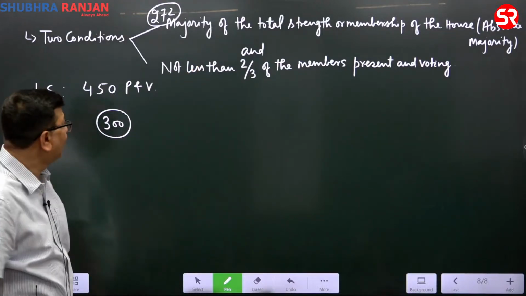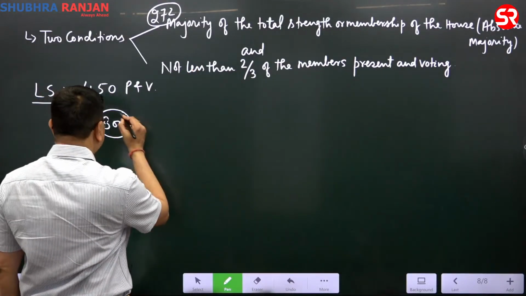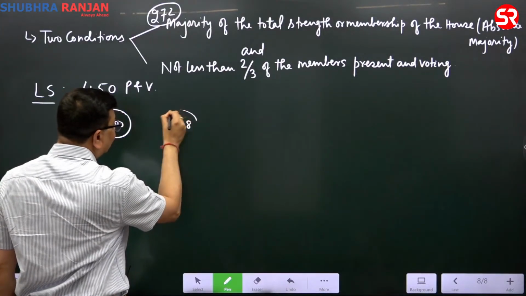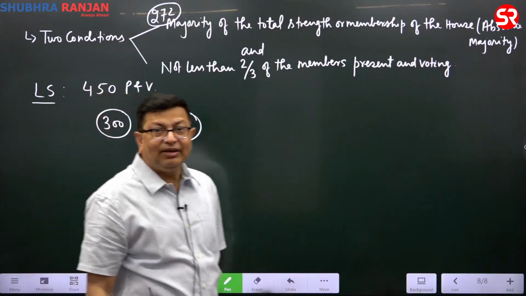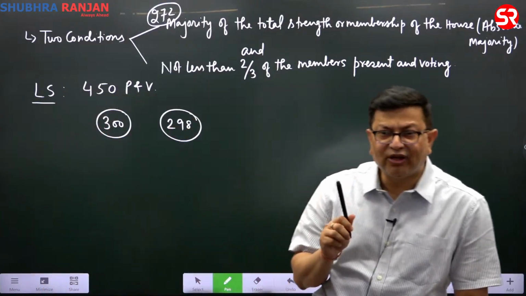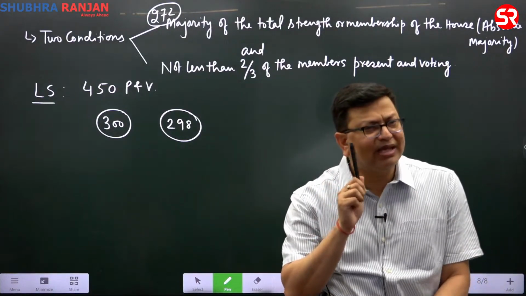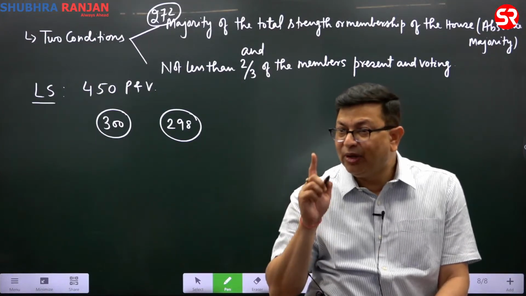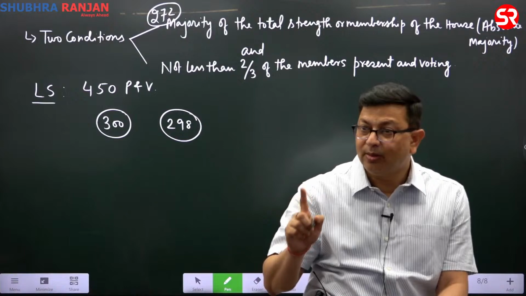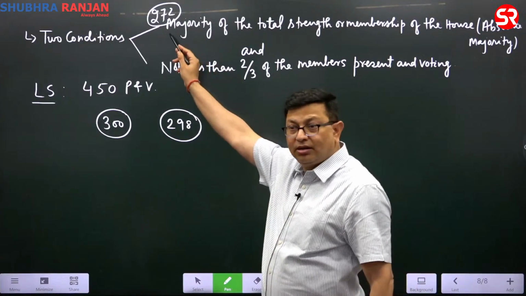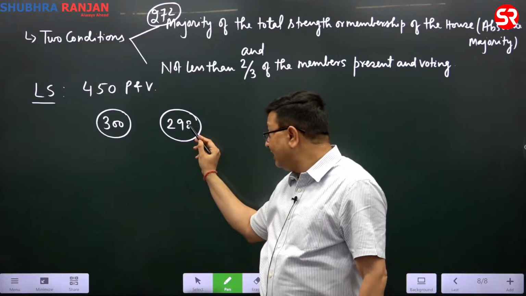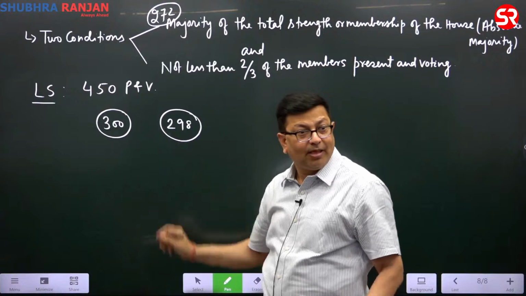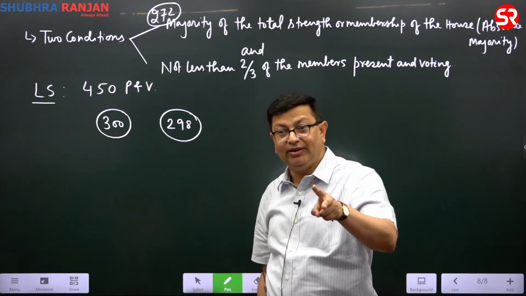Now suppose out of 450 who are present and voting, 298 members vote in favor of the bill. Will the bill be passed or not? No. Why? Because 298, no doubt, is more than the absolute majority, but it is less than the 2/3 of the members present and voting. Both the conditions have to be fulfilled.